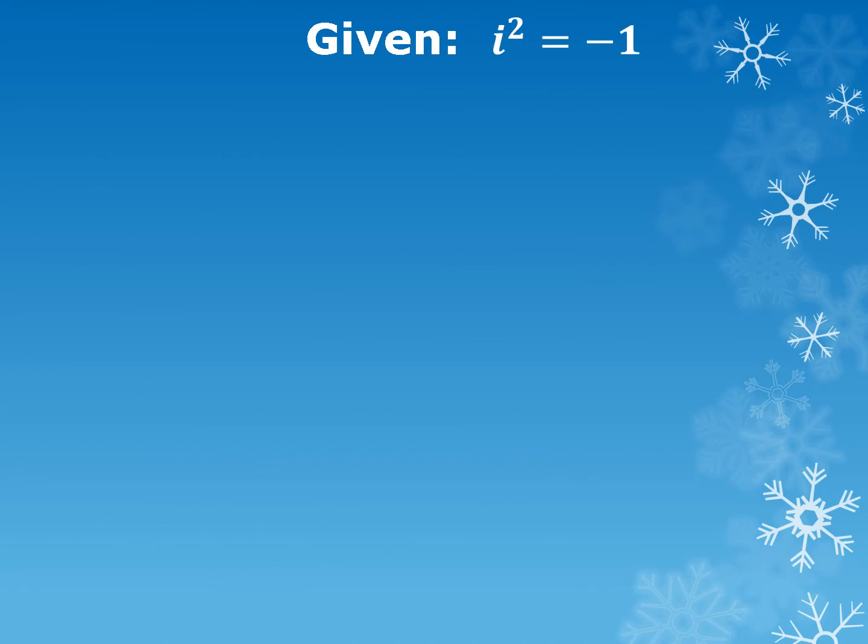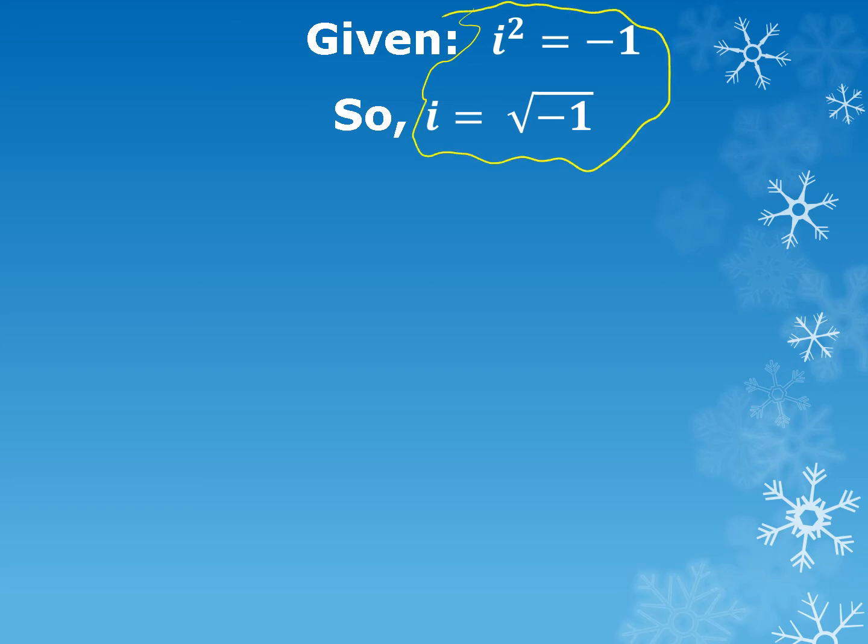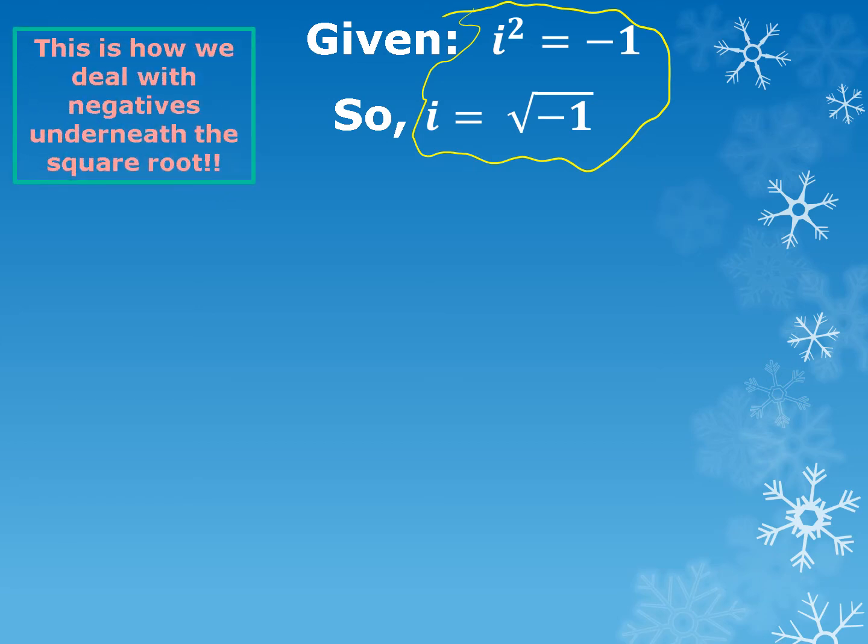Let's get started. Given i squared equals -1. So if i squared equals -1, that means that i is equal to the square root of -1. Now, this information right here is going to be super duper important as we go through this lesson. So if you need to remember that i squared is equal to -1 and i is equal to the square root of -1. Now, this is going to be how we deal with negatives underneath the square root.